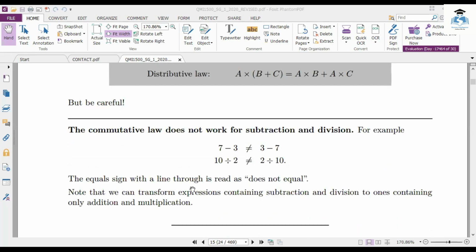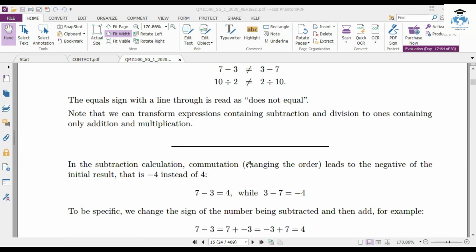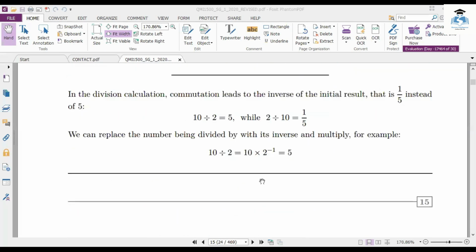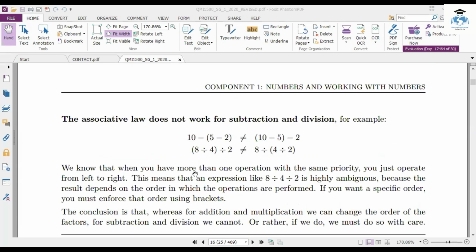Okay, fine. So take note that these ones, they don't work, especially when you are dividing or subtracting. So these ones, they don't work. And also the associative law does not work for subtraction and division.